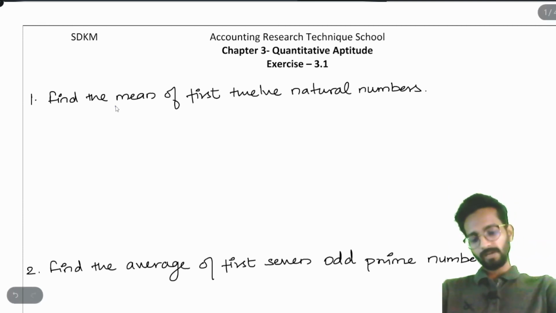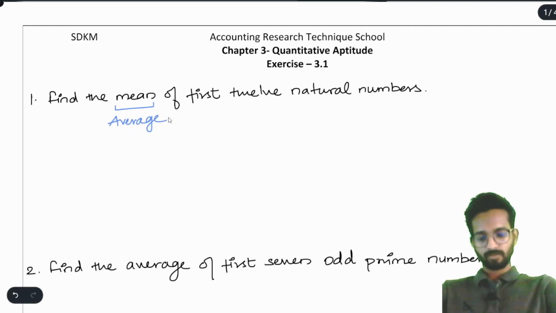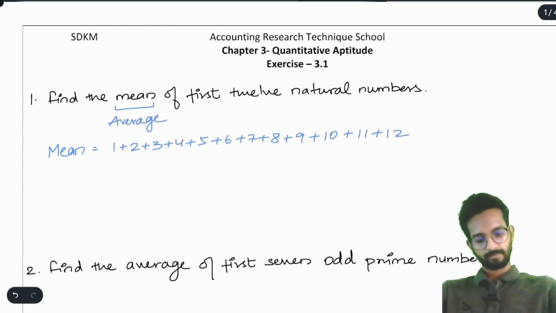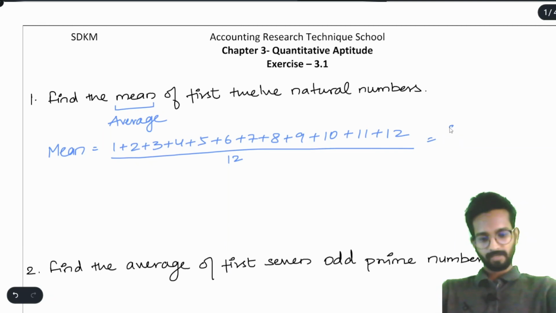See, the word mean is also called as the average. Okay, so when I am saying the mean, first 12 numbers are 1, 2, 3, 4, 5, 6, 7, 8, 9, 10, 11 and 12. We have to find mean, average. It means divide. How many numbers are there? There are totally 12 numbers. You can also say, how did you find this?